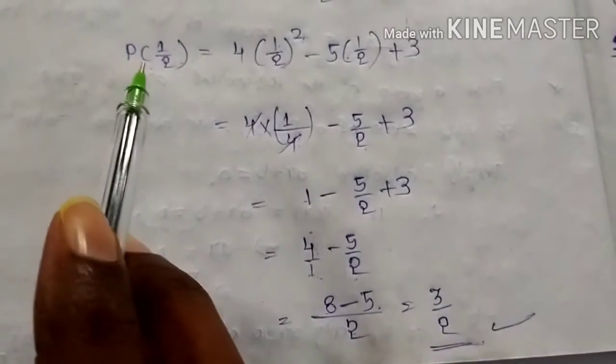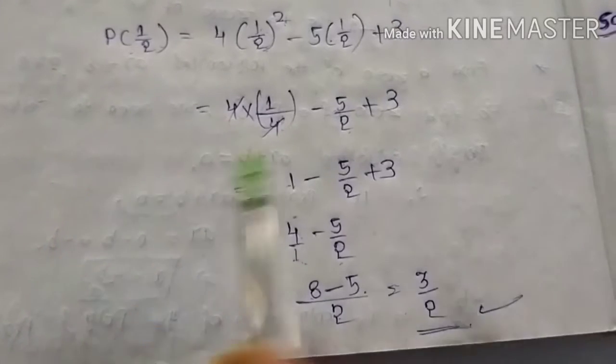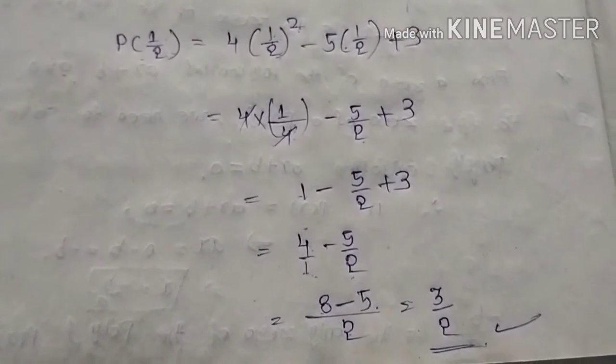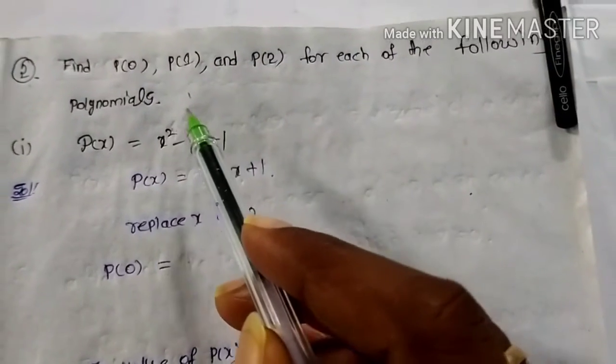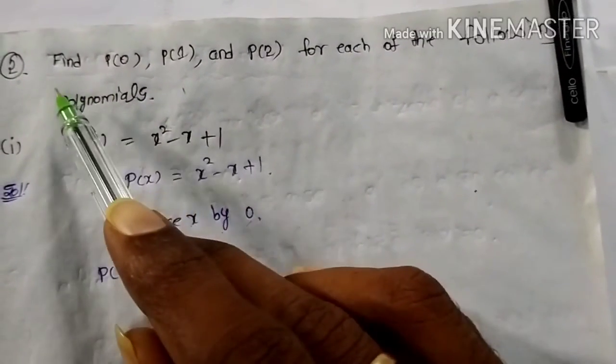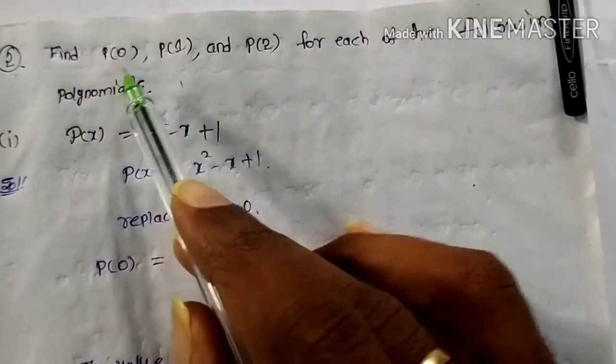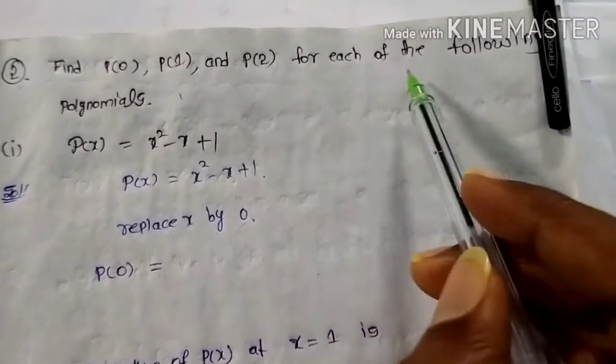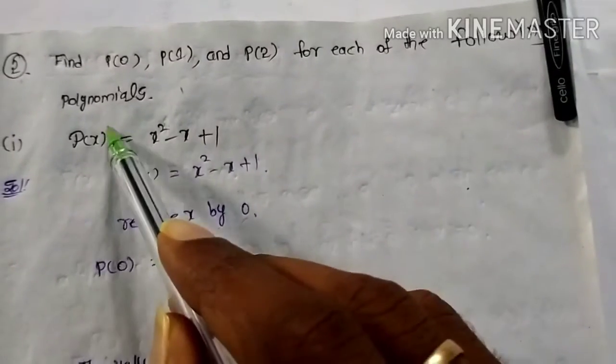That means here p of 1 by 2 is equal to how much? 3 by 2. In this way you can do the remaining sums. Now you can see another problem. Second one. Find p of 0, p of 1 and p of 2 for each of the following polynomials.